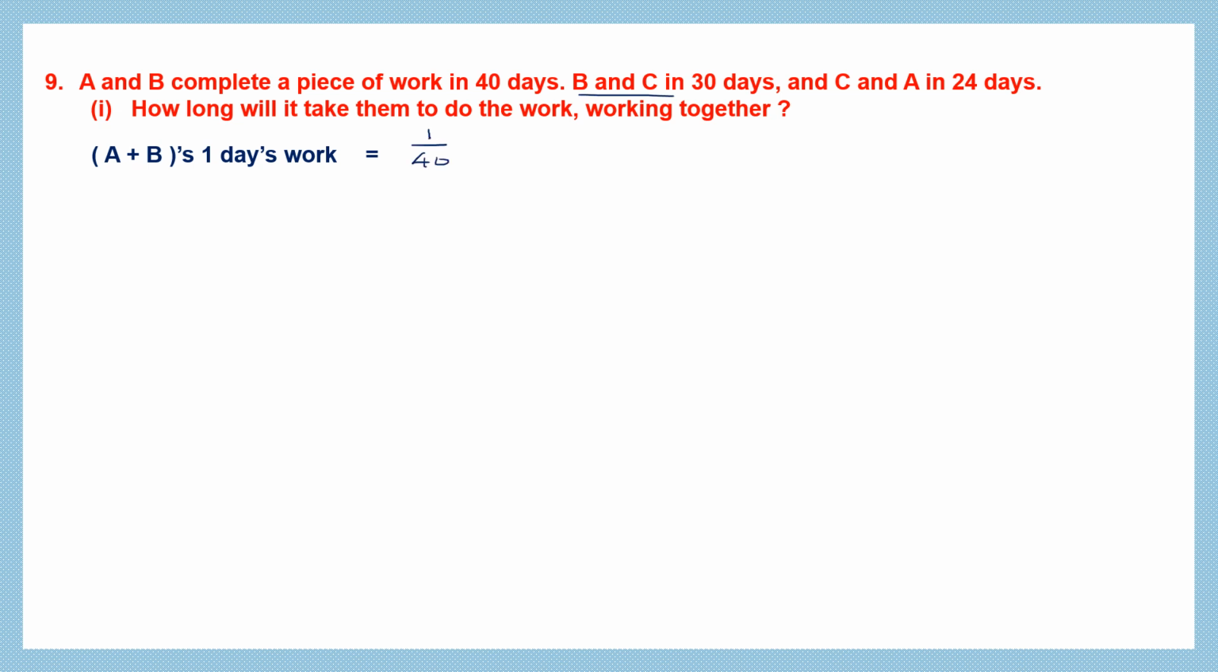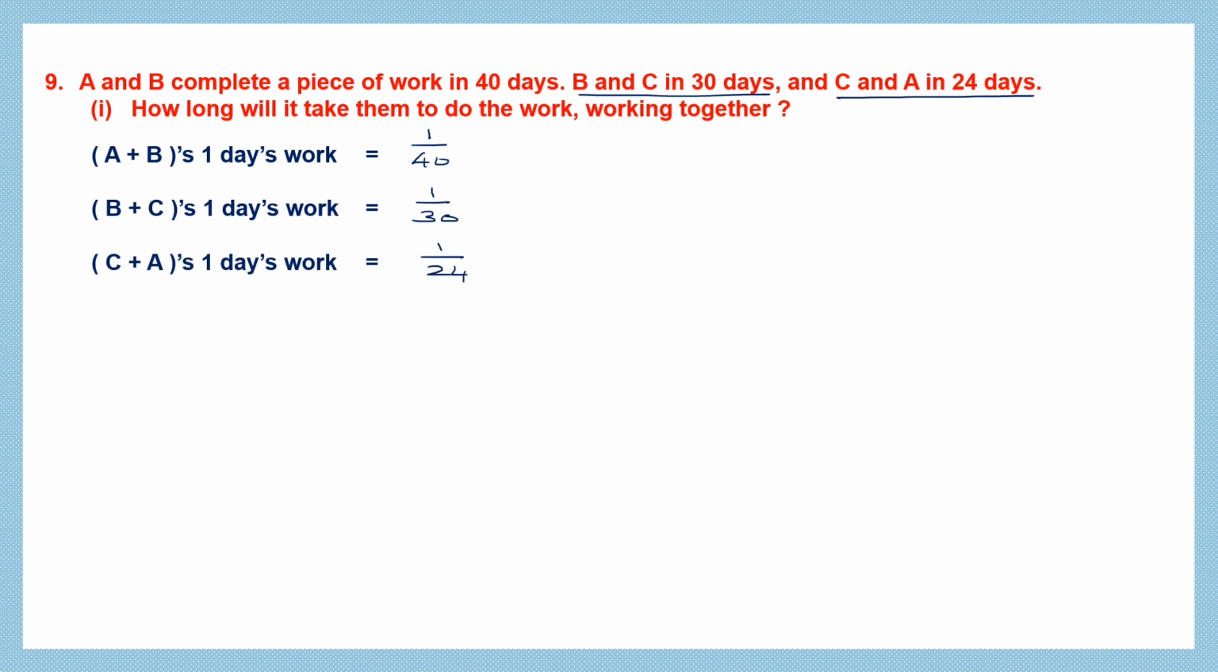Then we have B and C in 30 days. That means B and C's 1 day's work is 1 by 30. And C and A in 24 days. So C and A's 1 day's work is 1 by 24. Now we have to find the work that they've all done together. It says working together, isn't it? So first we have to find the 1 day's work. That is A plus B plus B plus C plus A plus C's 1 day's work. We have to add up all these.